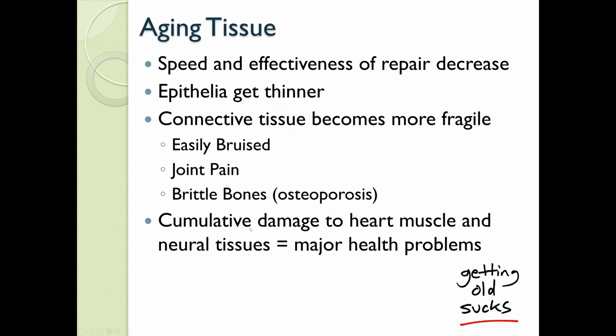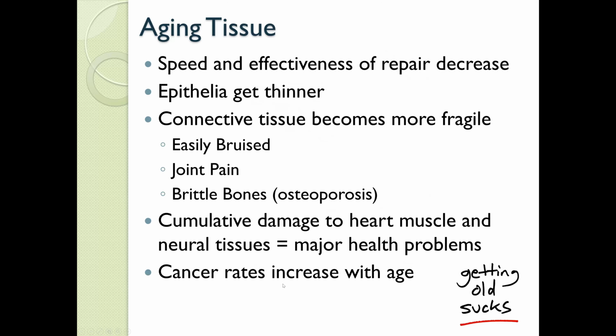And then cumulative damage to heart muscle and neural tissue causes major health problems. Remember, these are two tissue types that cannot be replaced and repaired. So the longer you live, the more accumulated damage you're going to have to these, depending on what your lifestyle was. A lot of the major health problems that we have in the elderly population are due to the cumulative damage that people have gotten throughout their lifetime to their cardiac muscle tissue and their neural tissue.